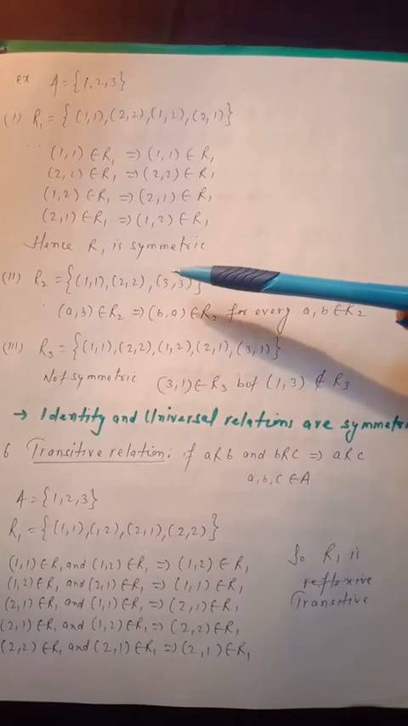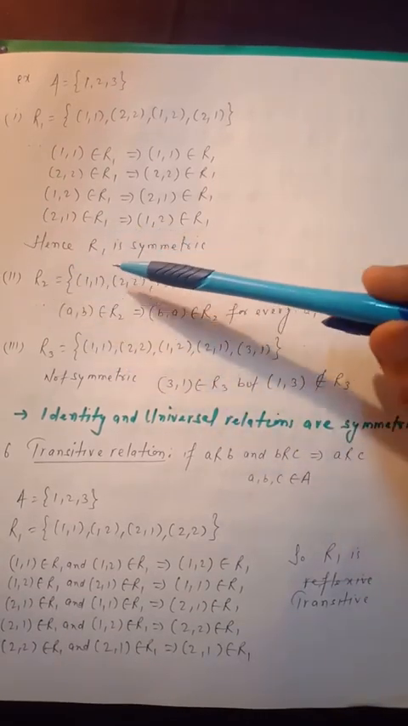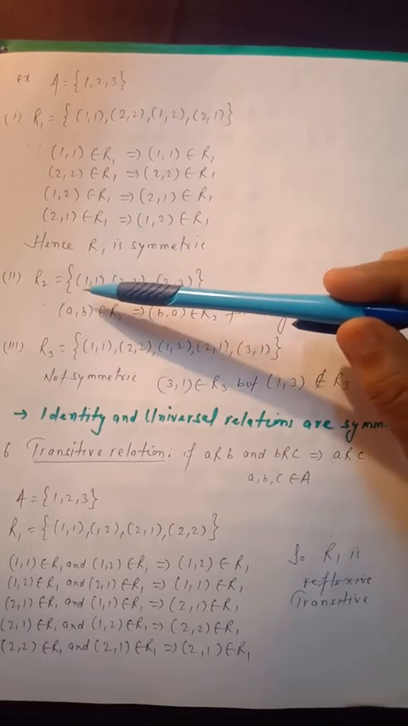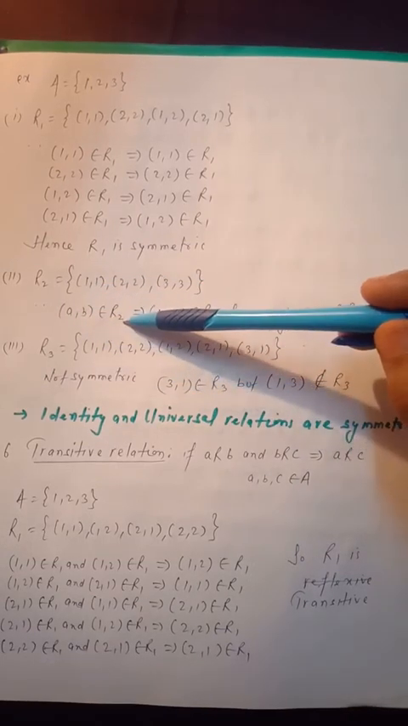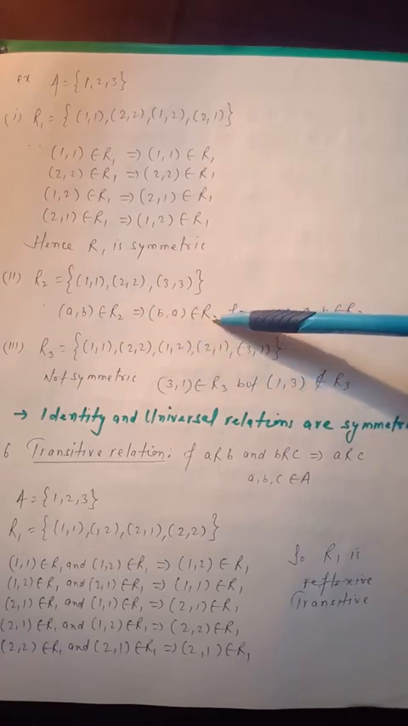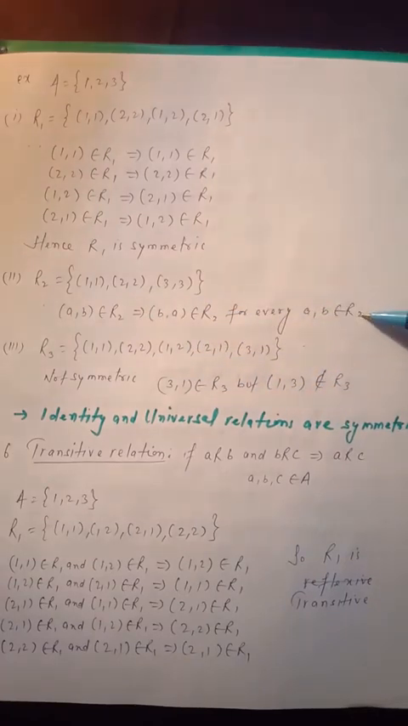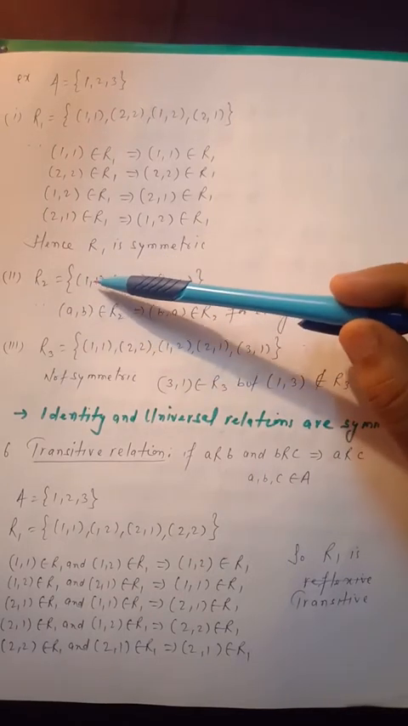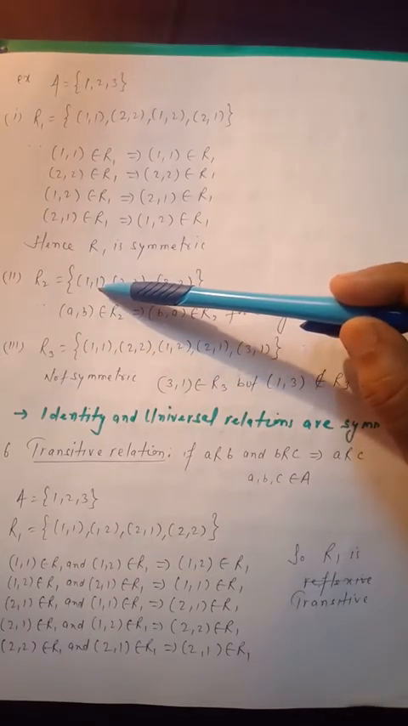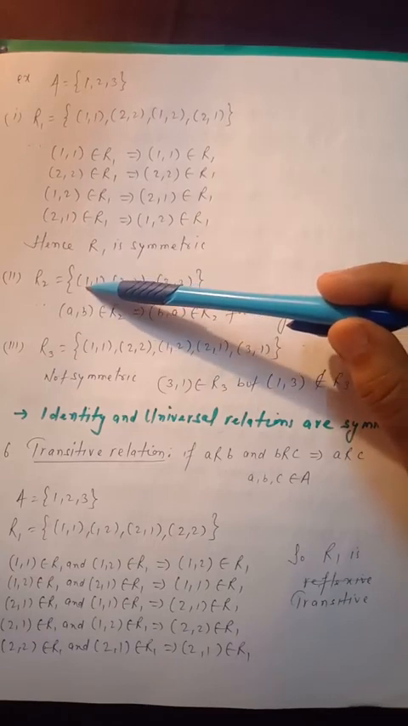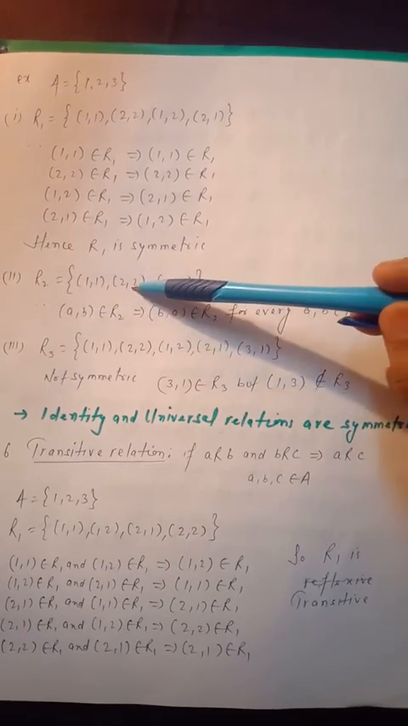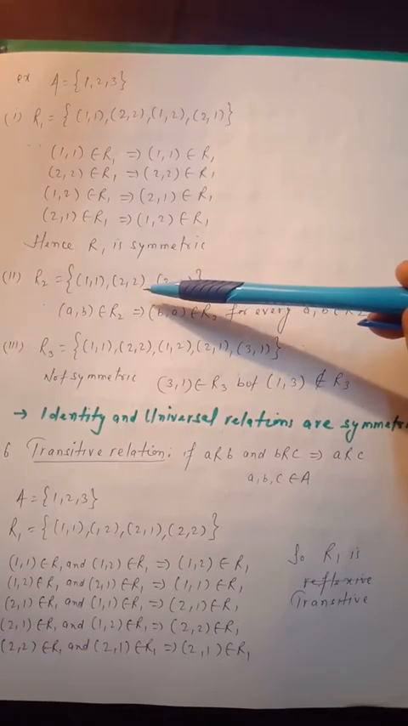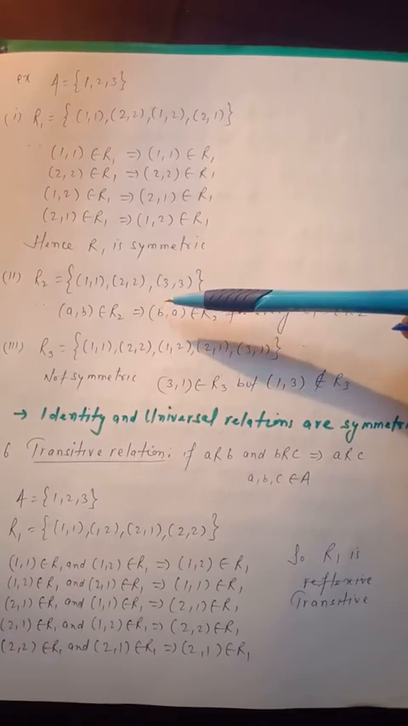Now come to set R2, which is (1, 1), (2, 2) and (3, 3). So obviously (a, b) belongs to R2 implies (b, a) belongs to R2, for every (a, b) in R2. It means for every 1, 2 and 3, this (1, 1) belongs to R2, it implies that (1, 1) also belongs to R2. Similar is the case for (2, 2) and for (3, 3). So obviously this relation is symmetric.